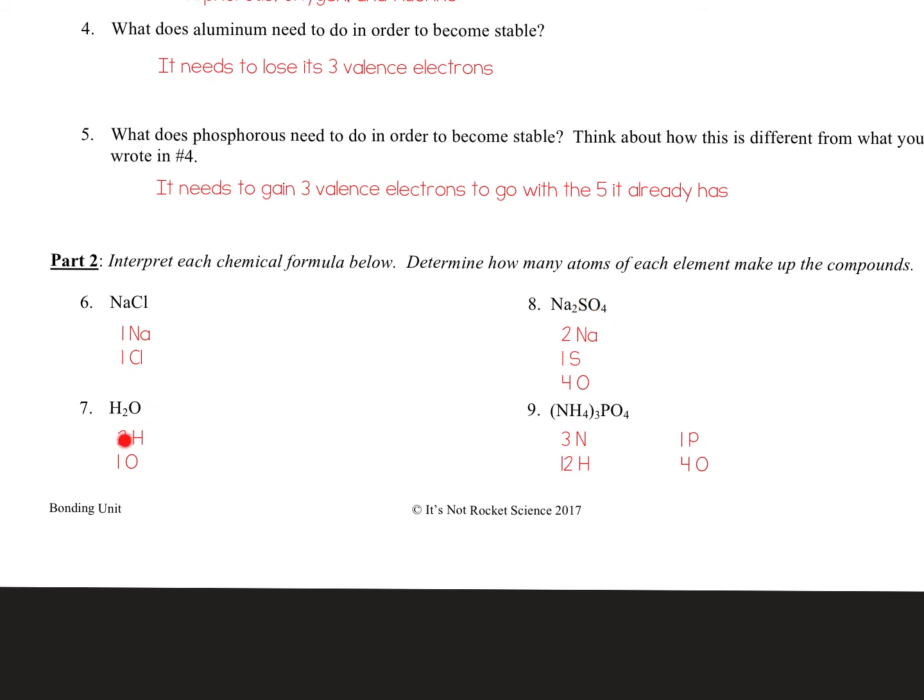H2O has 2 hydrogen, 1 oxygen. This one's a little bit tricky. Since this 3 is outside, it just means there are 3 of this particular compound. So there are 3 nitrogen, and then you do 4 times 3 to get 12 hydrogen here. And then there's 1 phosphorus and 4 oxygen. It's kind of like the distributive property in math class, right? You multiply that 3 through to both of these.